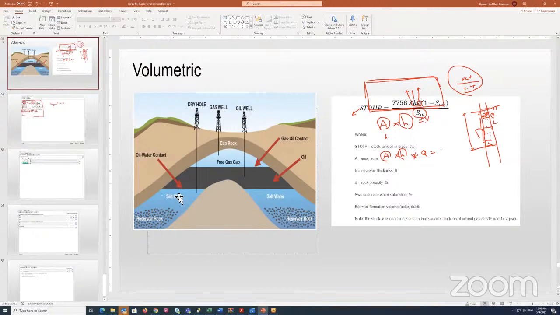So the water oil contact comes from two sources. One of them is resistivity logs, and one of them is well tests. And in Petrel you can model that.